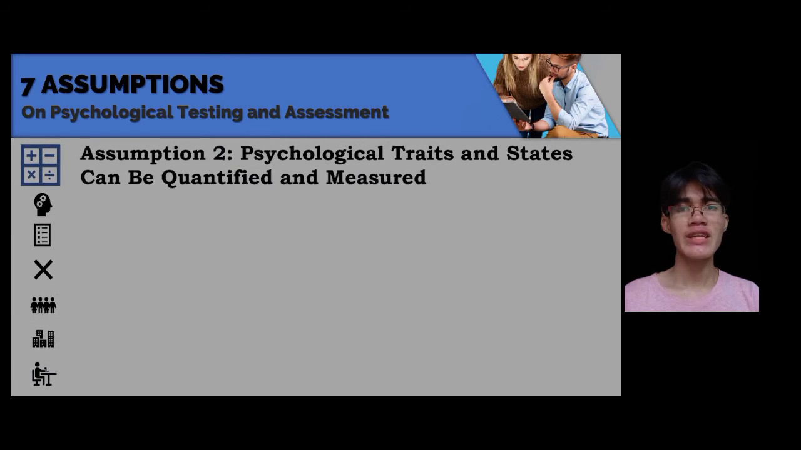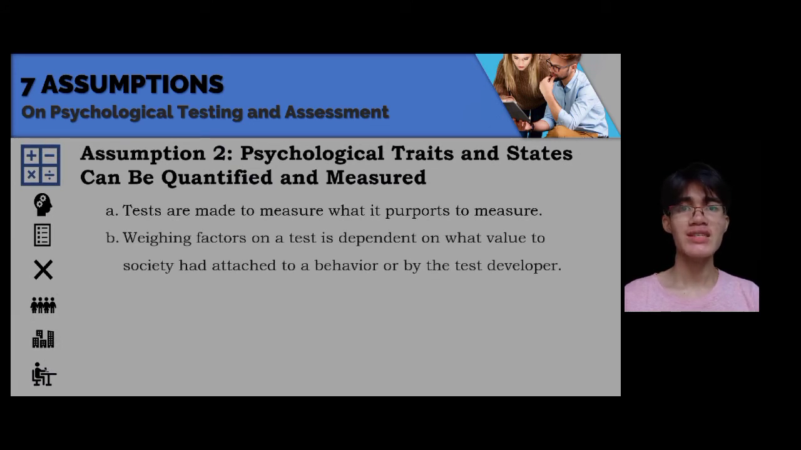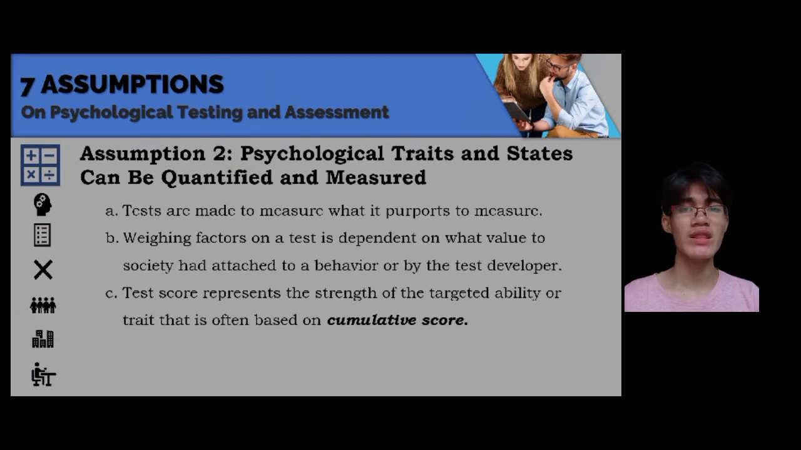So we have there assumption number 2, which is that psychological traits and states can be quantified and measured. Now that we have proven the existence of psychological traits and states in the form of constructs, these specific traits and states should be defined to be clearly measured. Remember that the test developed should measure what it purports to measure in accordance with the definition that the test developer had used.